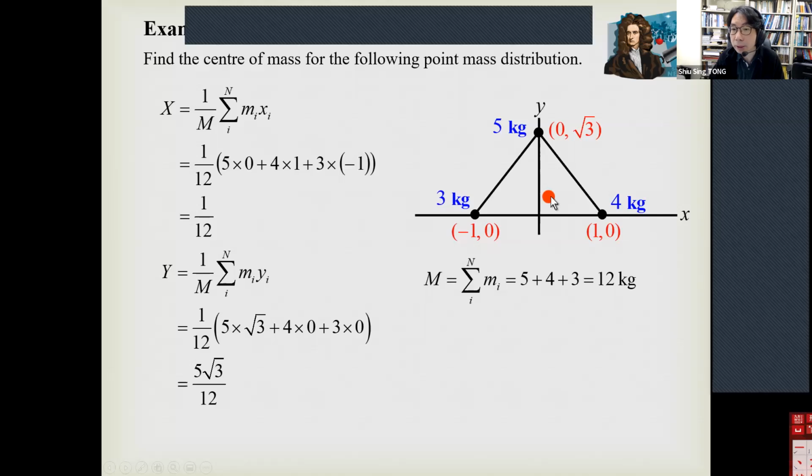You see that it is closer to the 4 kilogram mass than the 3 kilogram mass, so it is on the positive x side, okay? And because there are more masses at the base than at the top of this triangle, you can see this center of mass position is closer to the x-axis than to the 5 kilogram mass, because the 4 kilogram and the 3 kilogram add up to 7, which is larger than the 5 kilogram on the top.